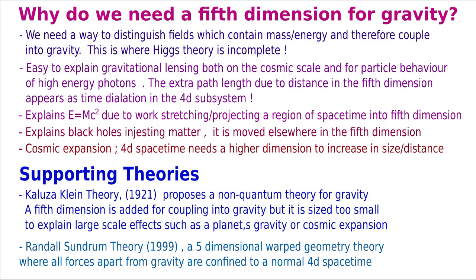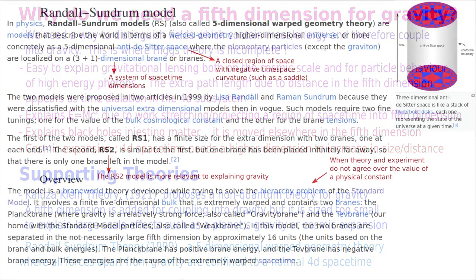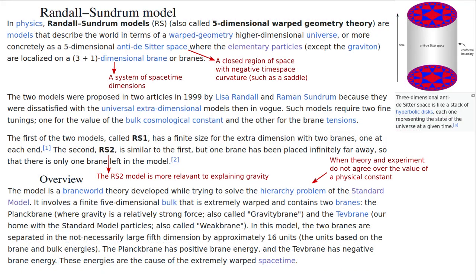When matter disappears into black holes, it needs to go somewhere in order to conserve energy. Also, there is the expansion of our universe to consider. Displacement in a fifth dimension would explain all these effects. There are two popular theories in physics which use a fifth dimension. The first was Kaluza-Klein's theory in 1921.